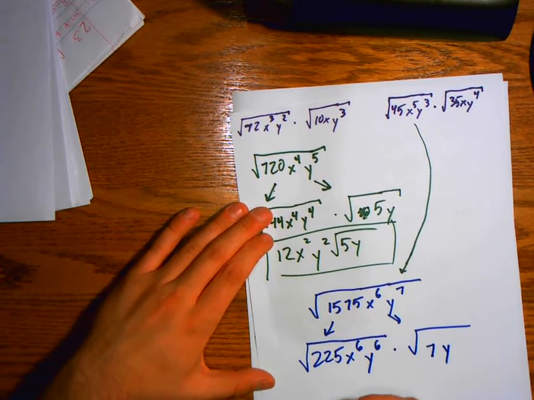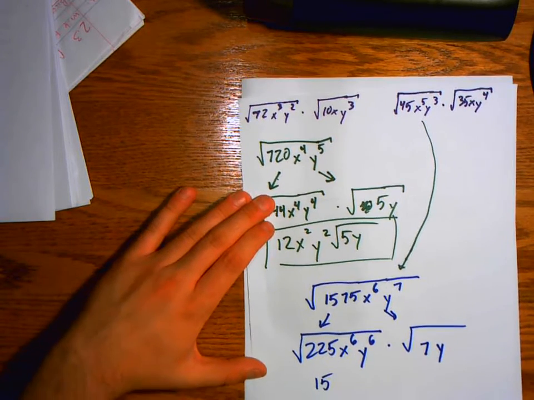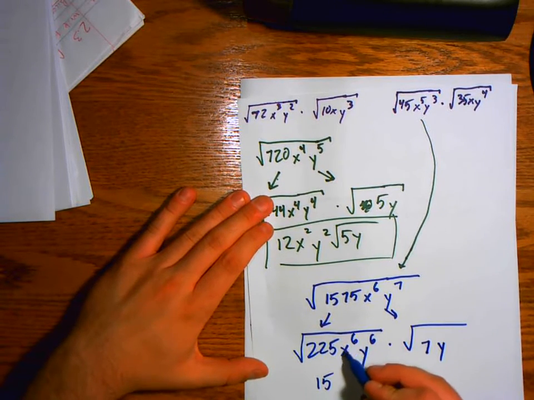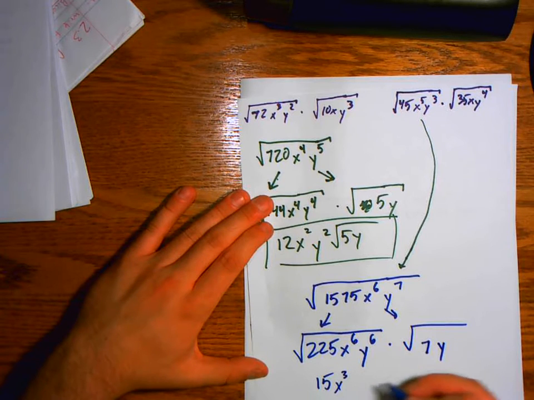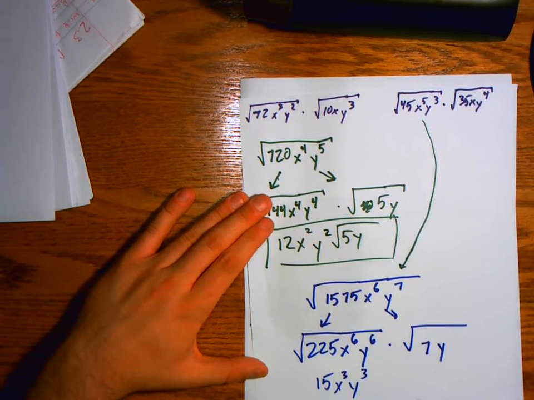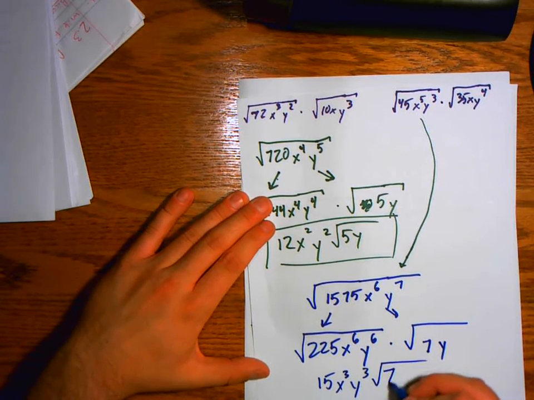The square root of 225 is 15. X raised to the 6th divided by 2 is x cubed, and same thing with this y. Raised to the 6th divided by 2 is y cubed, and we keep our radical just like that.